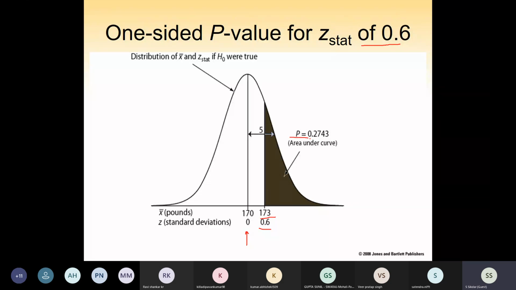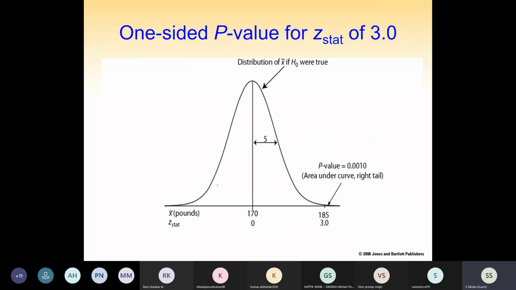from the table. From the z value, you get from the table the area under the curve, the distribution of x bar and z stat if H0 were true. So if you think that H0 is valid, then this is going to be the case. And again, the one-sided p-value for z stat of 3.0.